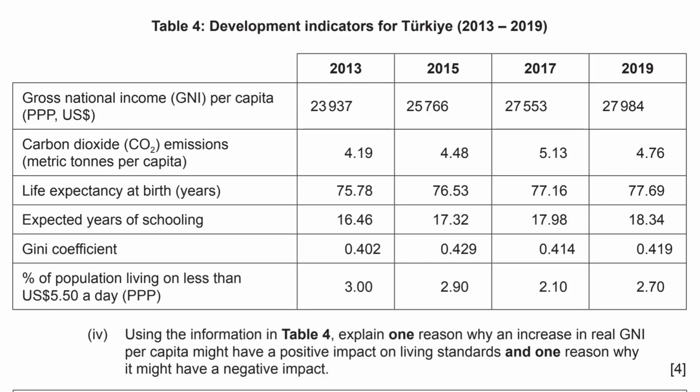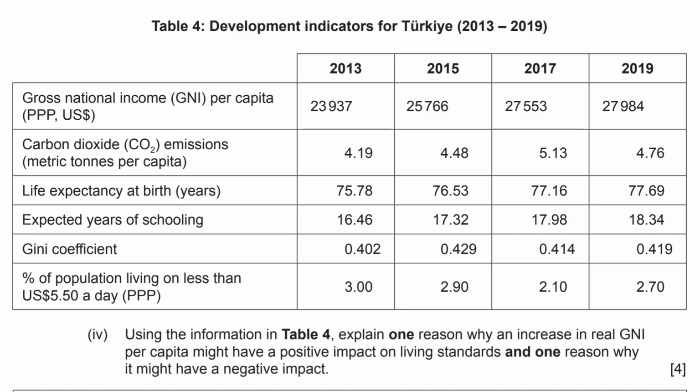Down here, part four, using the information in Table 4, explain one reason why an increase in GNI per capita might have a positive impact on living standards, and one reason why it might have a negative effect. Okay, so one positive and one negative, and we need to use the statistics in the table to support our argument.